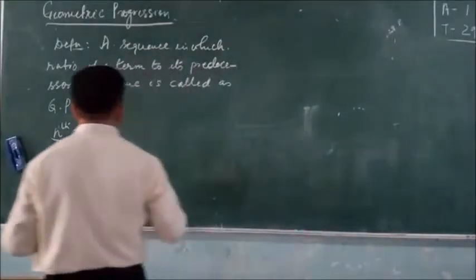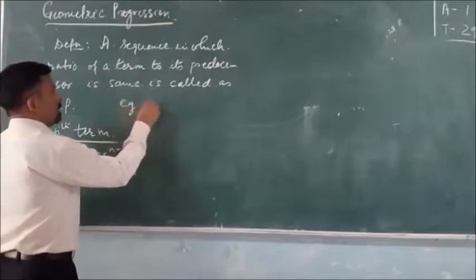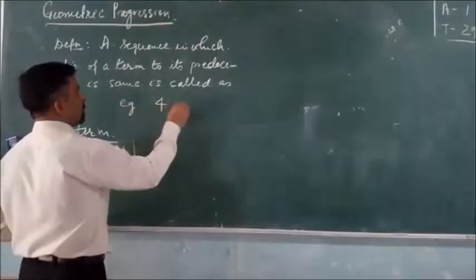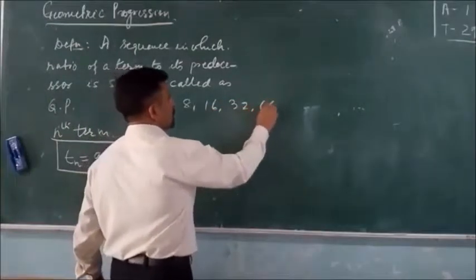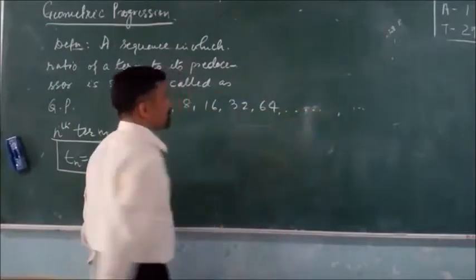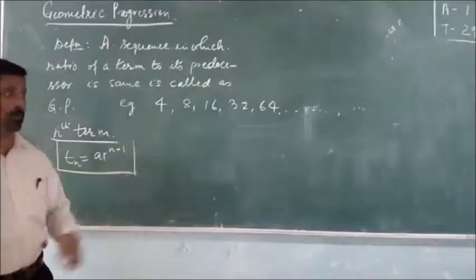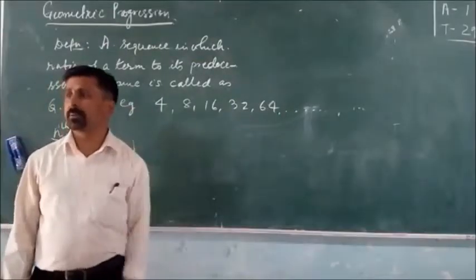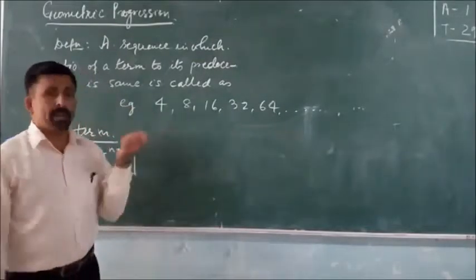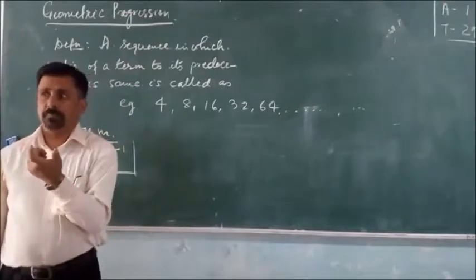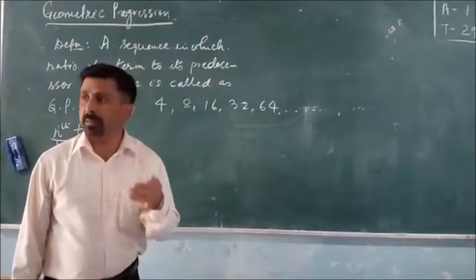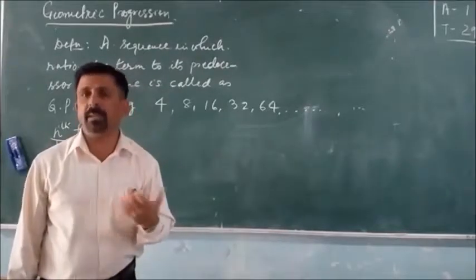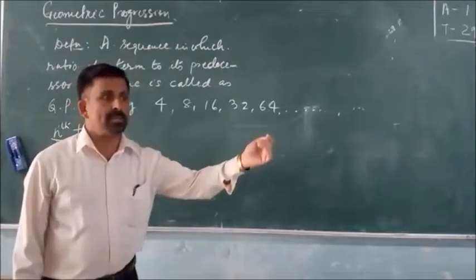We can see an example. The example is 4, 8, 16, 32, 64, and so on. This is a sequence, and it also follows some kind of pattern, right? If the ratio of any two consecutive terms, the ratio of a term to its previous term, is the same, then we can say the sequence is a geometric progression.